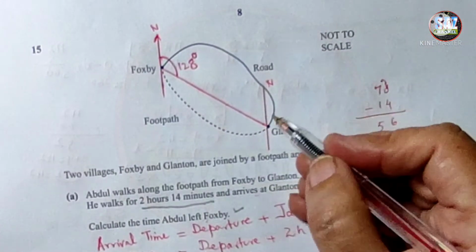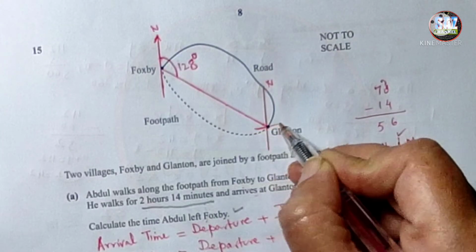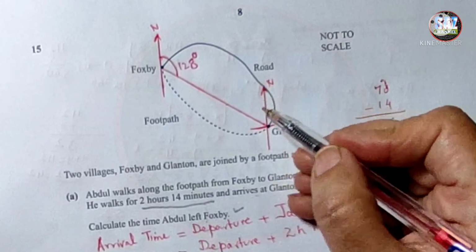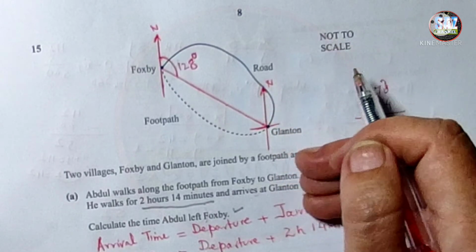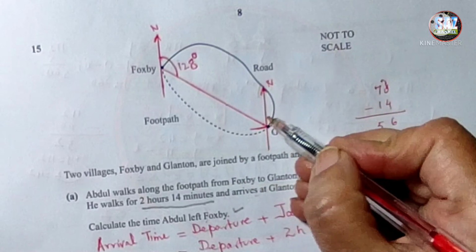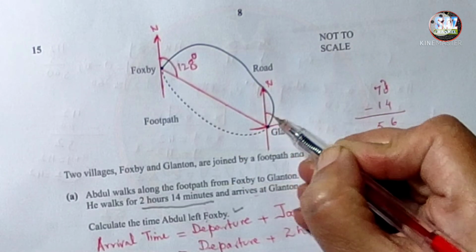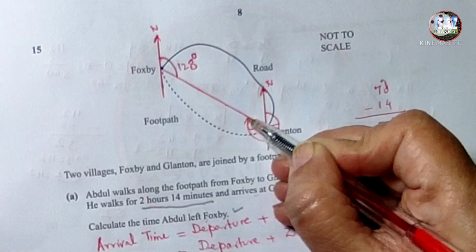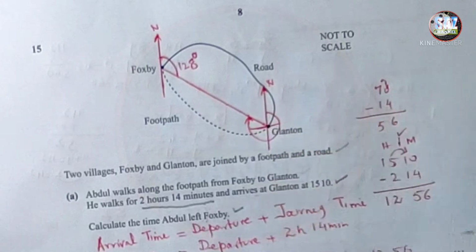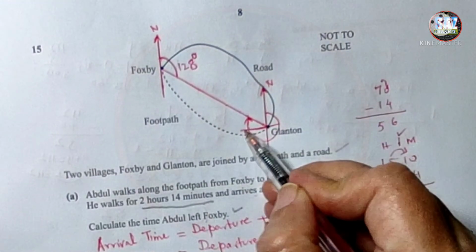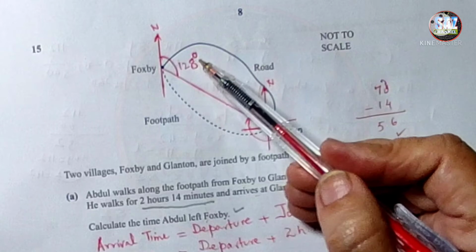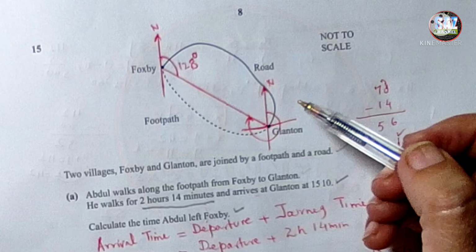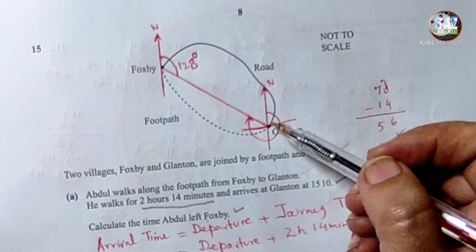So what we have to do is start our movement from Glenton, from the north of Glenton, and move in the clockwise direction, and we have to stop at the arm of Fox Bay. This is the position where I have to stop. Now I just know one angle over here, that is 128 degrees. Now there are different ways of solving this question.